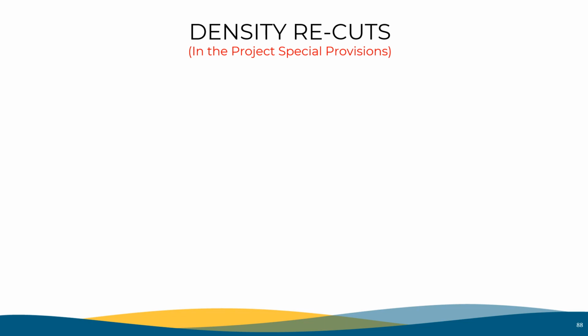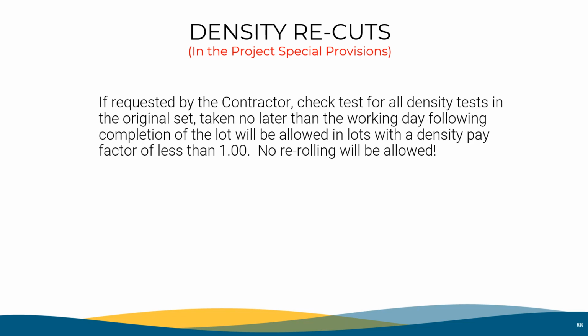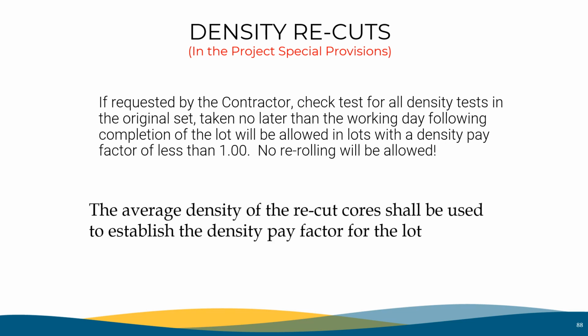If the contractor has low densities and pay factors, a set of new core recuts can be requested by the contractor. This is an all-in decision. The contractor must recut all the 5 mainline cores, and this will be the final density measurement pay factor for the lot. This will be allowed in lots with a density pay factor of less than 1. These recut density cores are to be taken no later than the working day following the completion of the lot. No re-rolling is allowed. The average density of the recut cores shall be used to establish the density pay factor for the full lot.